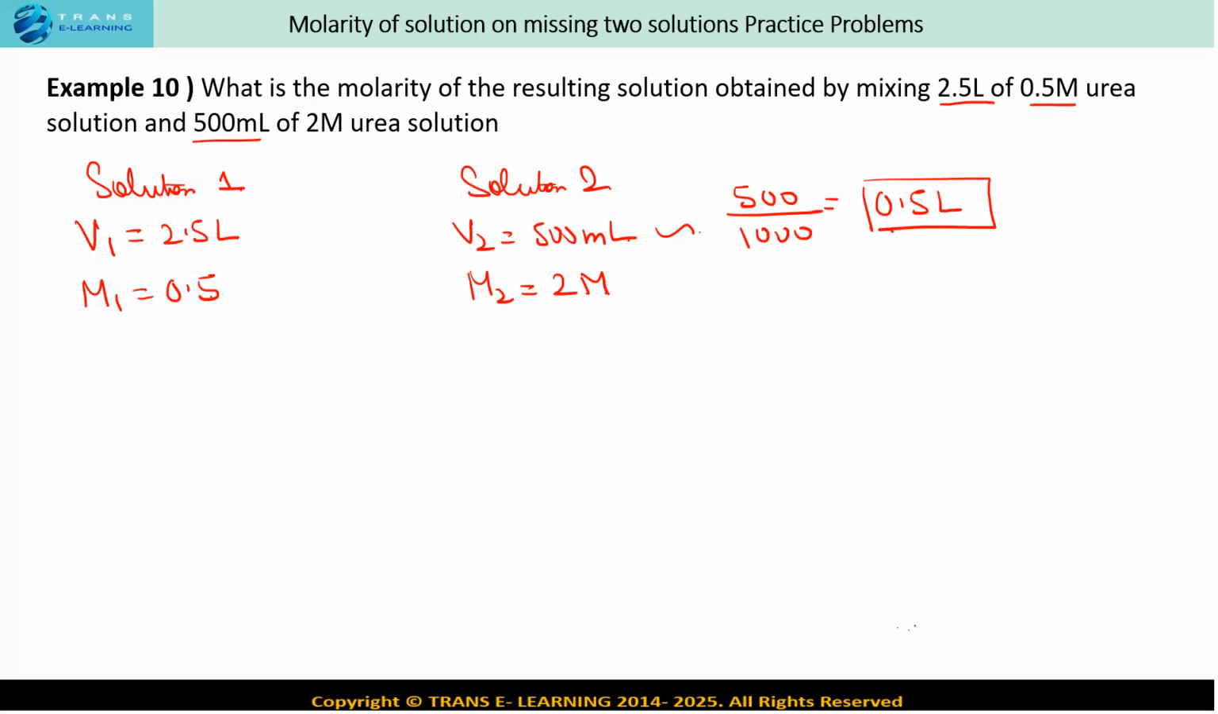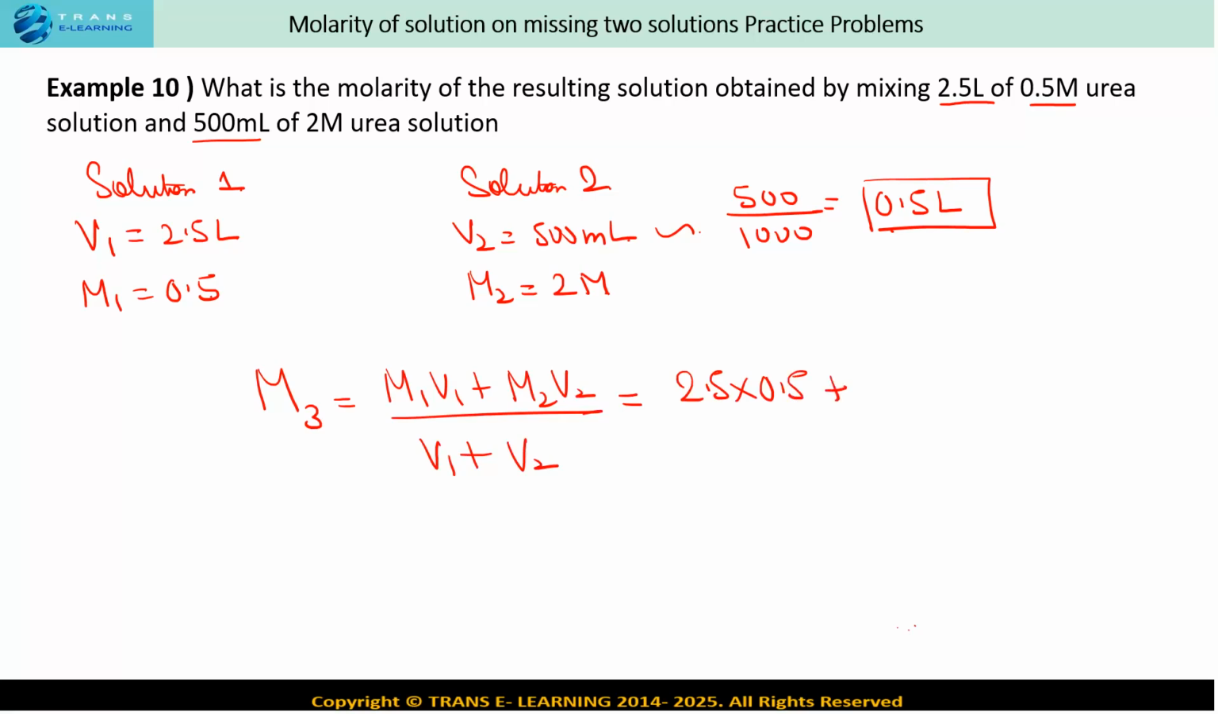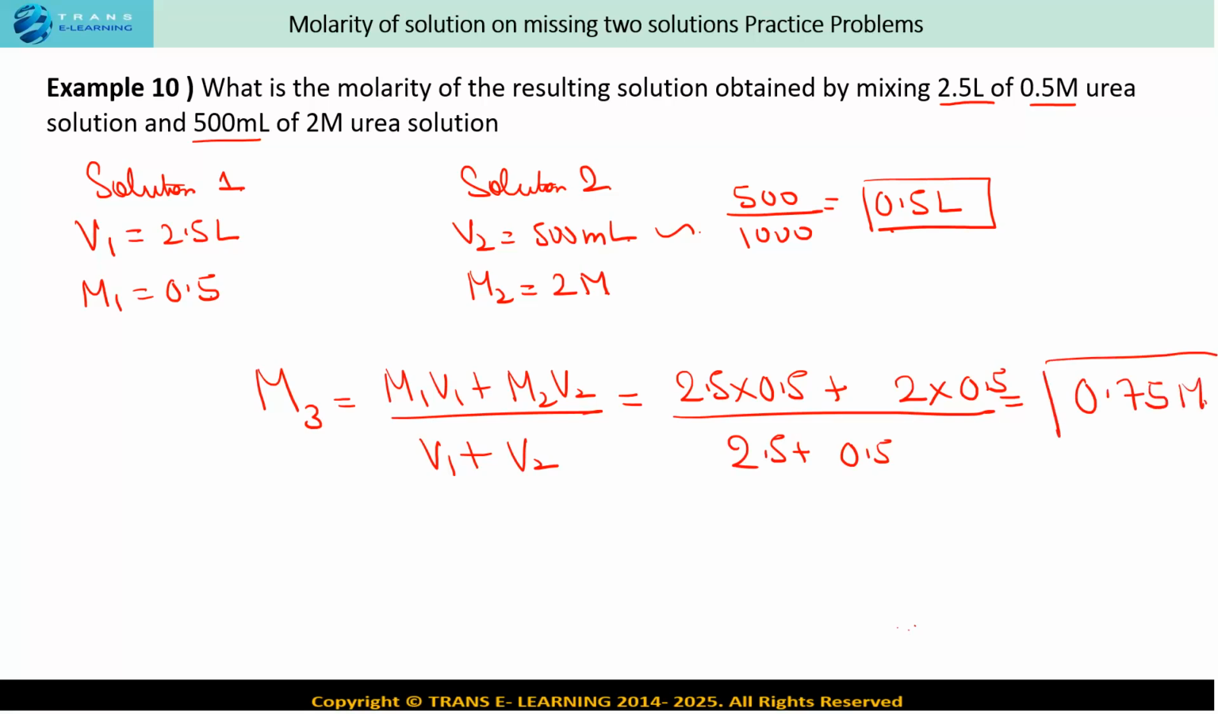This is very important. You have to calculate the molarity of the resulting mixture. That will be equal to M1V1 plus M2V2 divided by V1 plus V2. So in this case, 2.5 into 0.5 plus 2 into 0.5 upon 2.5 plus 0.5. Now when you solve it, you are going to get 0.75 molarity. This is the molarity of the mixture of two urea solutions.